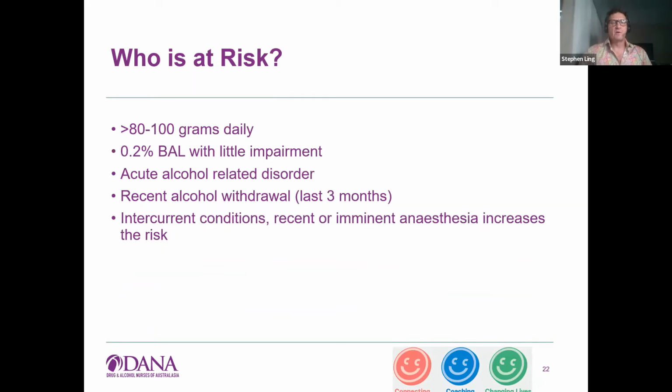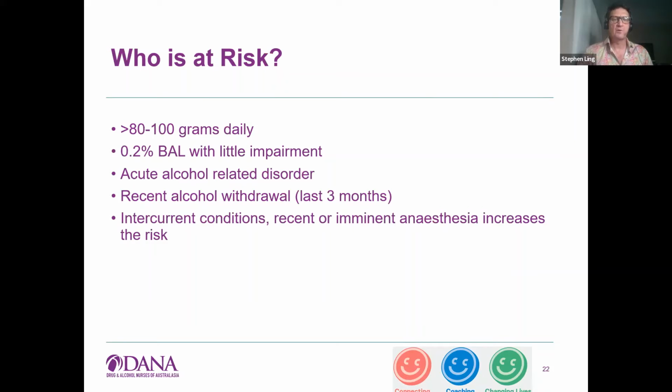So who is at risk of alcohol withdrawal? In my experience, and certainly the classifications of patients or the situations we see patients in where we see them going through alcohol withdrawal, any patient drinking around 80 to 100 grams daily on a regular basis, I would view as at risk of alcohol withdrawal.